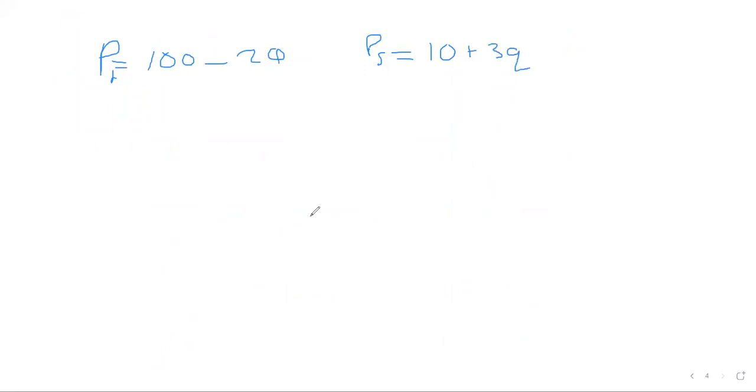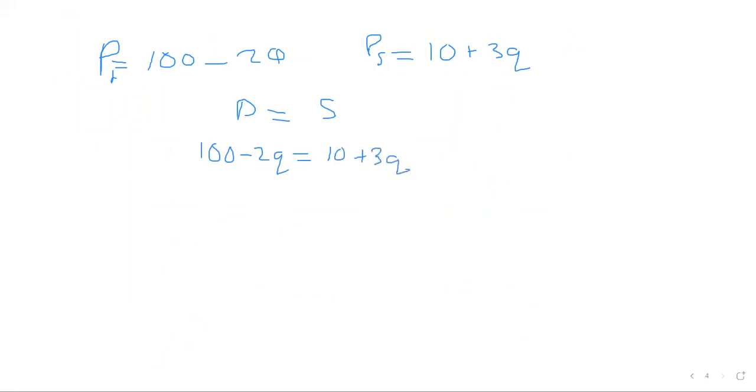So we have just established that at equilibrium, demand must be equal to supply. So put 100 minus 2q will be equal to 10 plus 3q.